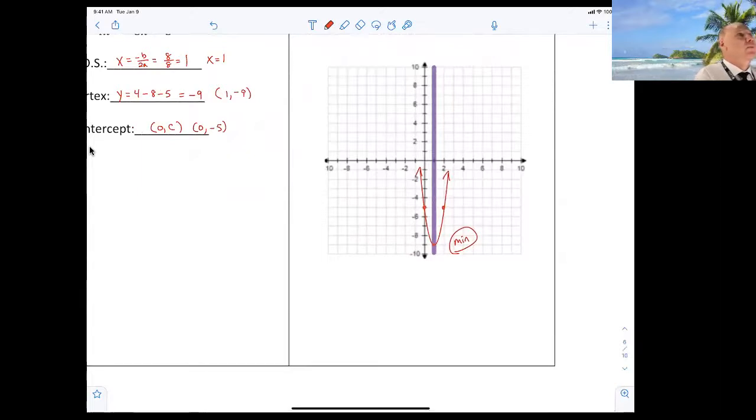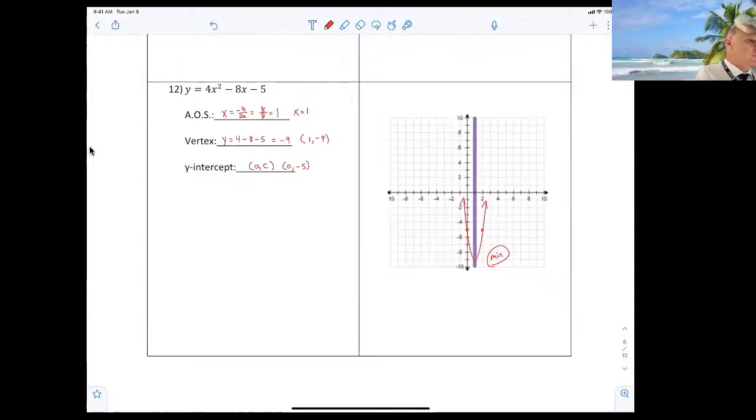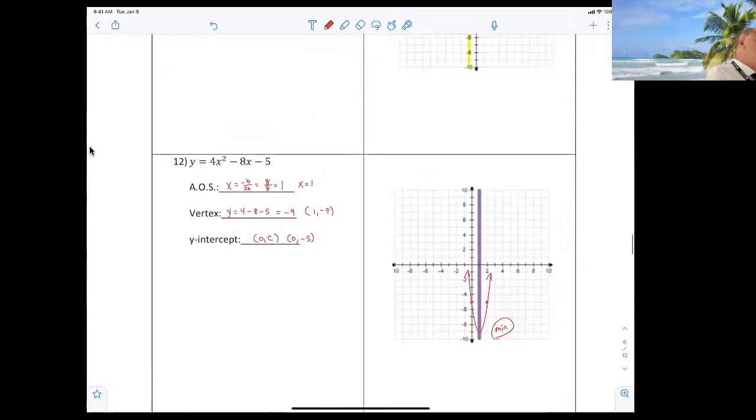Okay, anybody? All right, now remember, those two forms are called standard form. And standard form, remember, is ax squared plus bx plus c, just like that. All right. Anybody have any issues?